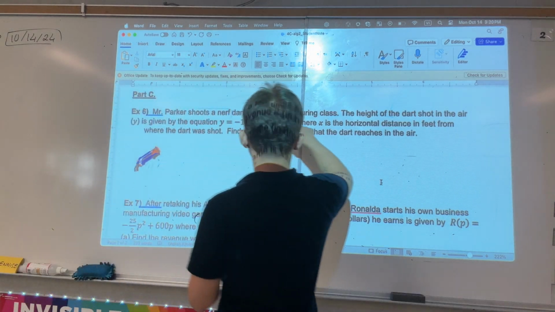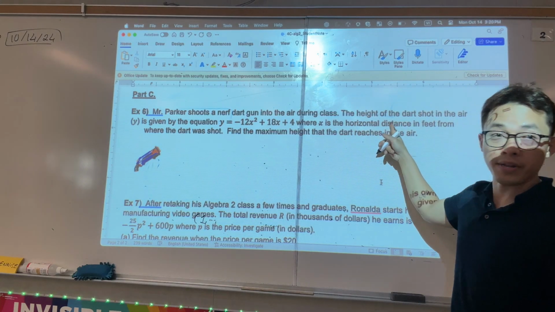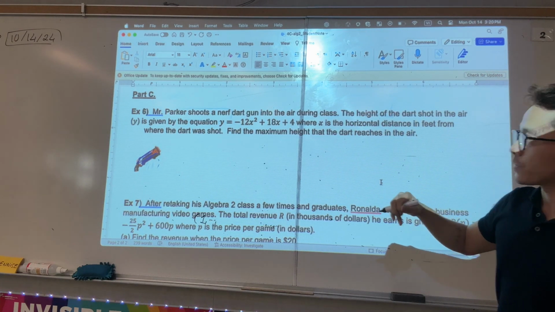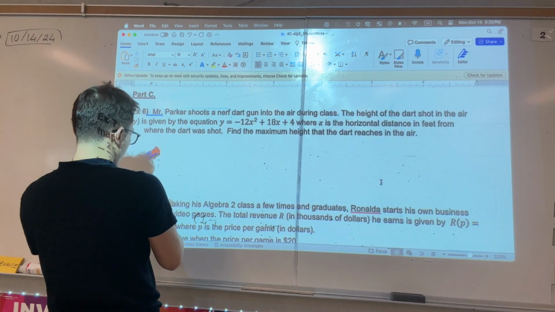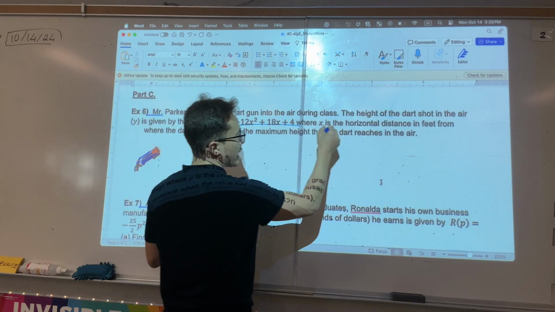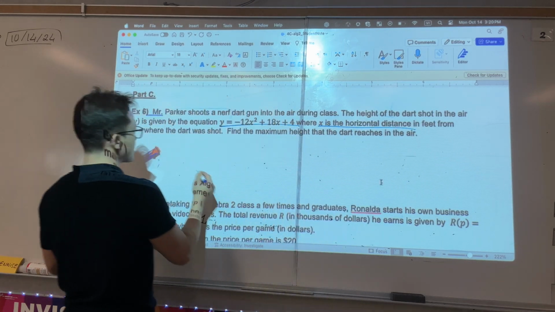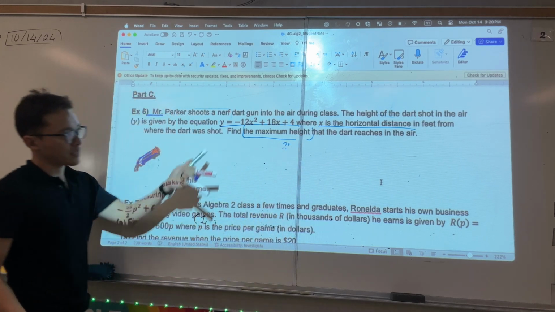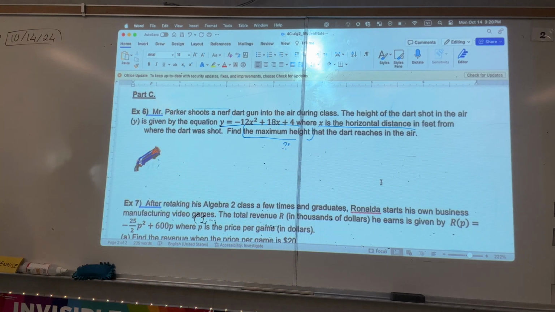All right. So Mr. Marcus, blah blah blah. This is not important. Which one is important to underline? Y equal to this. That's important, right? What else? X is the horizontal distance. Find the maximum height. Okay, only this is important. Only underline the important information and box the question.